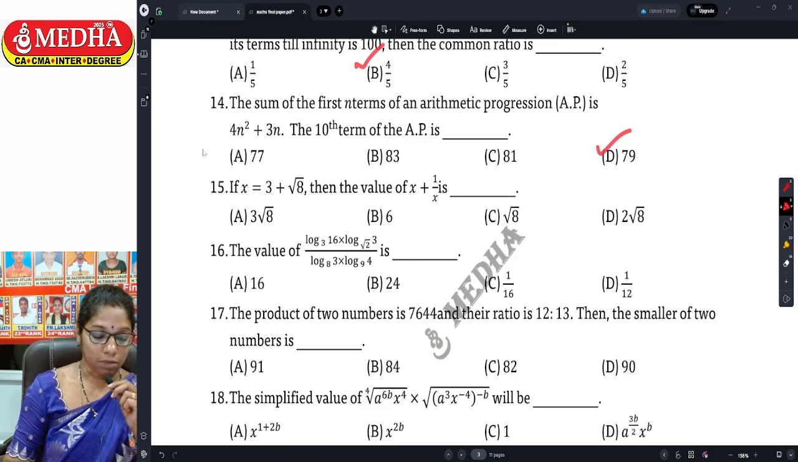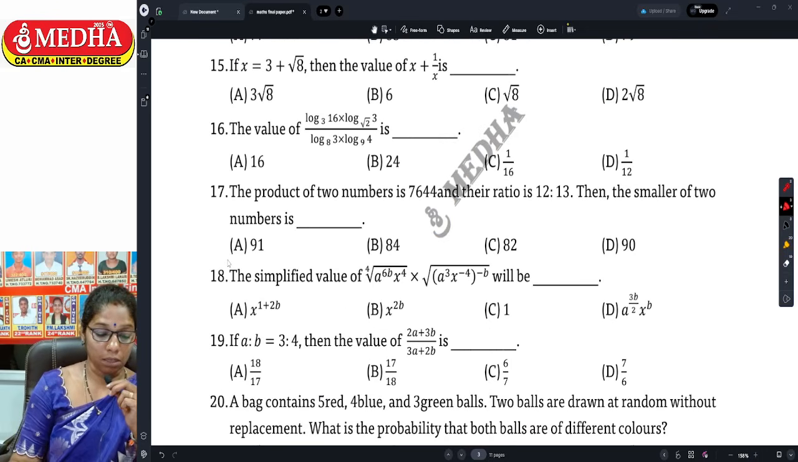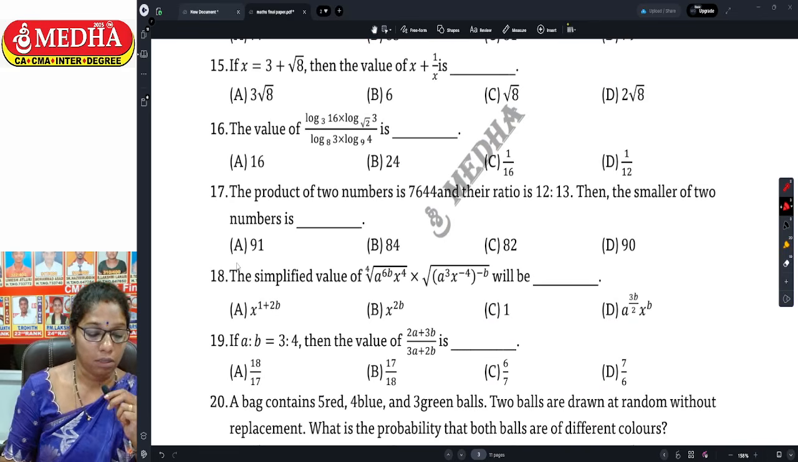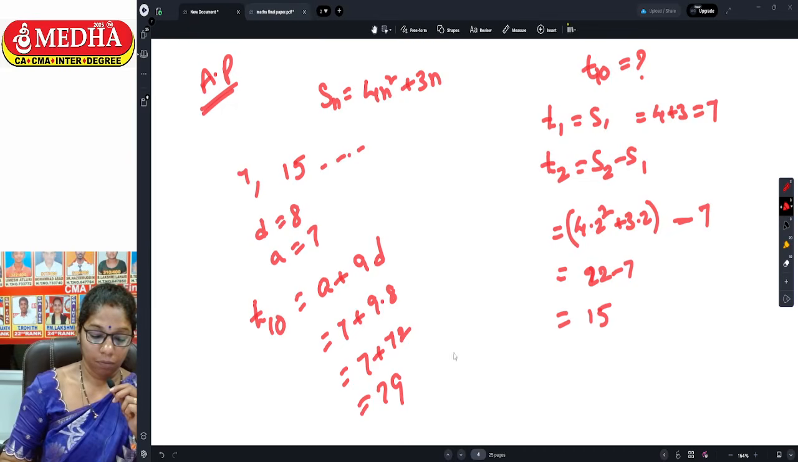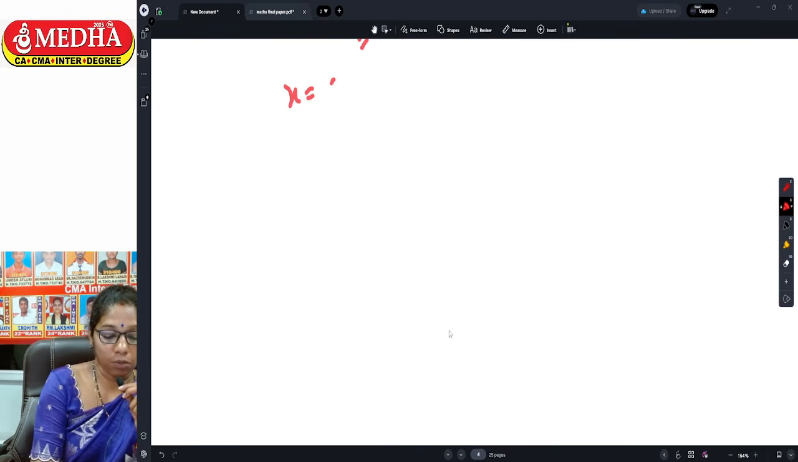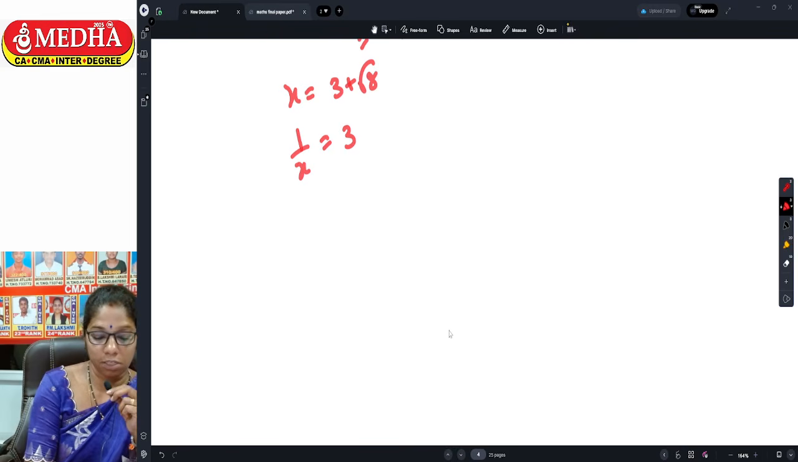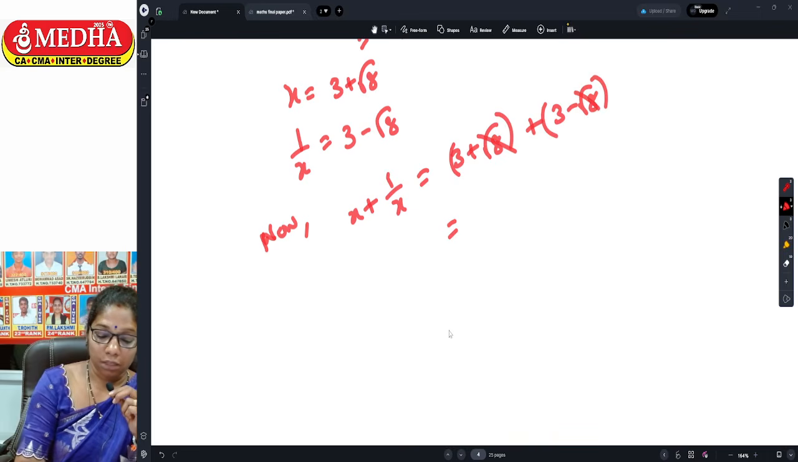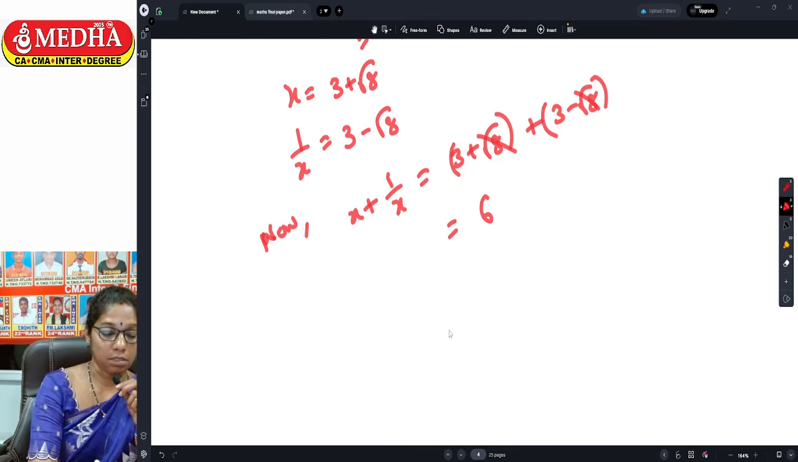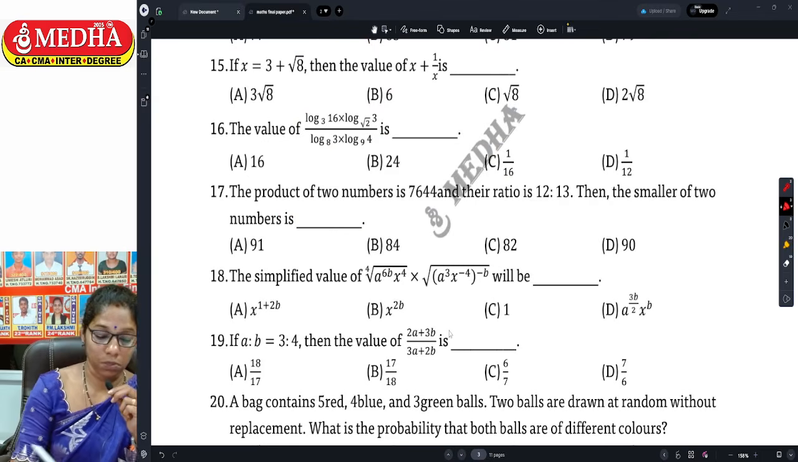Option D. And next one, 15th question, x is equal to 3 plus root 8. Find the value of x plus 1 by x. Here x is equal to 3 plus root 8. After rationalization, 1 by x is equal to 3 minus root 8. We have to find x plus 1 by x. X plus 1 by x is equal to 3 plus root 8 plus 3 minus root 8. Finally these two cancel. X plus 1 by x is 6. 6 is the solution, option B.